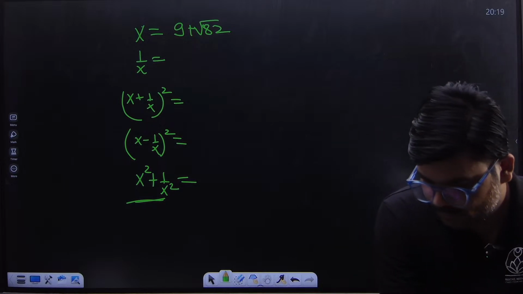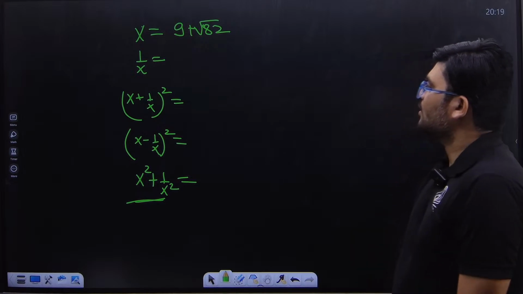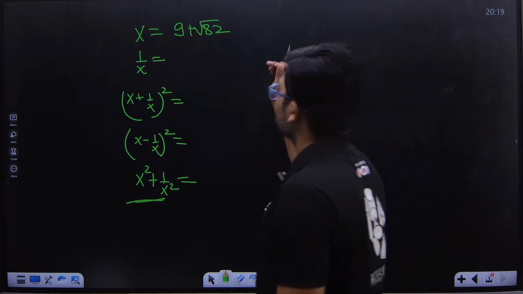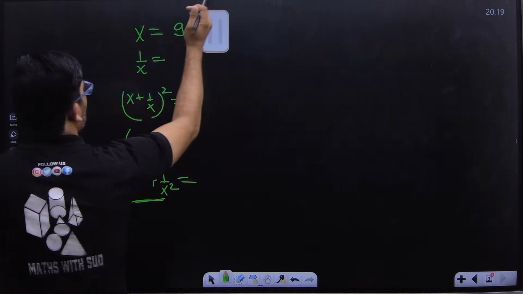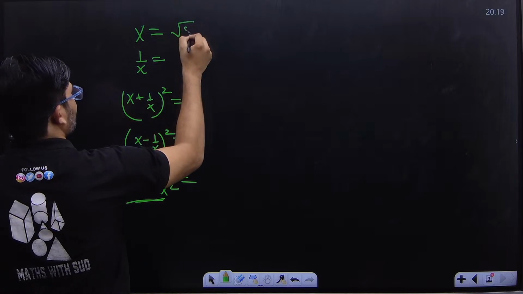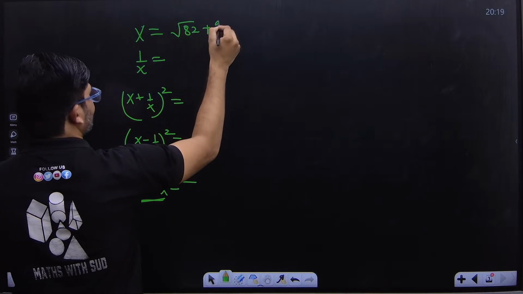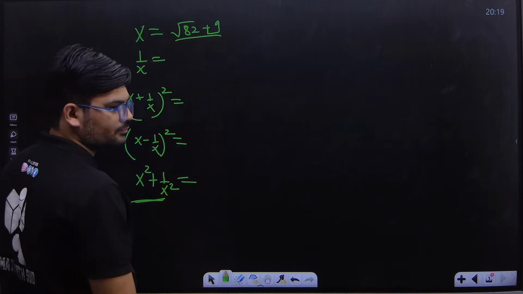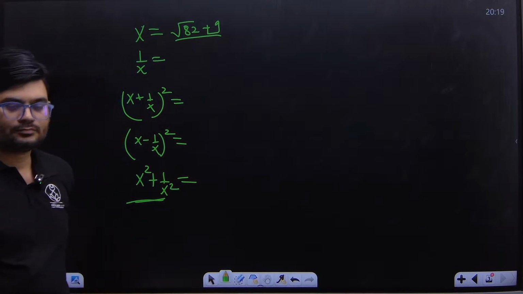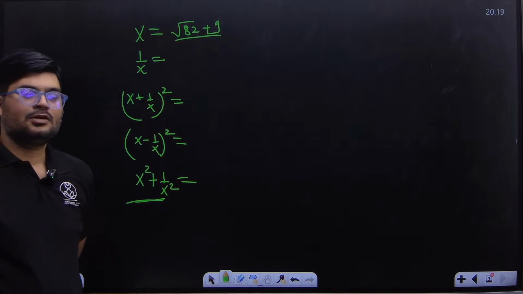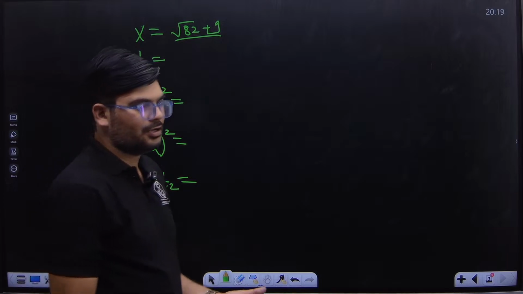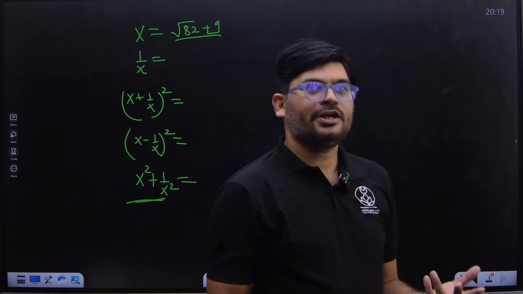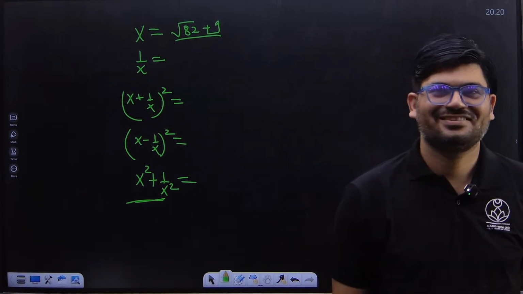Sir, root 82? Yeah, I think I have made some mistake. No, it is correct only. If you are having any confusion, you can write like this. It's like root 82 is, what do you say, only a little bit over 9, so 9 point something. No, root 82 you can't simplify. It is root 82 only.